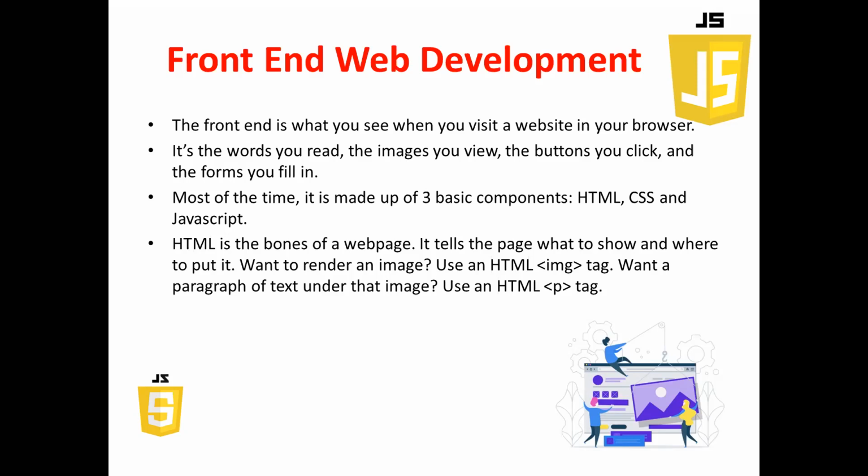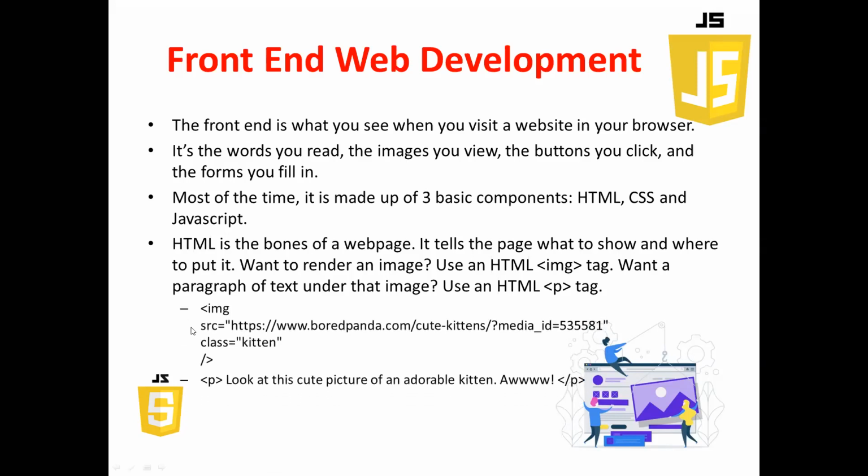Okay, if you want a paragraph of text under that image, in HTML you need to put the p tag, and then you can use it. Similar to if you wanted to use an image, you have to use the image tag like that. You see, this is what we have learned. For example, image, src, like that, and you can do it like that.